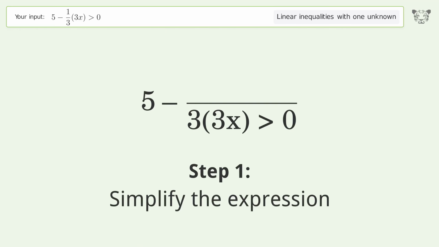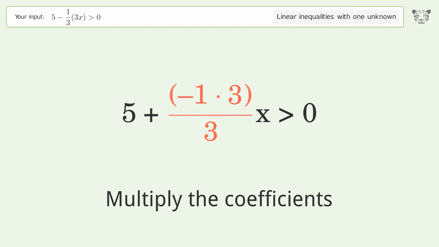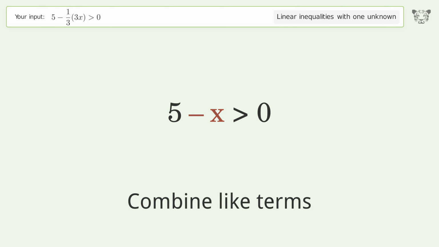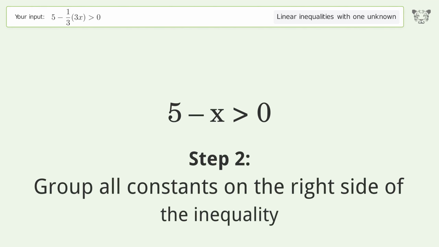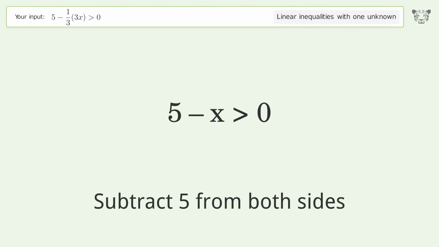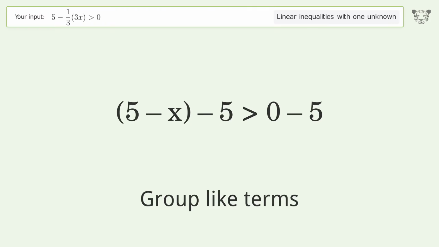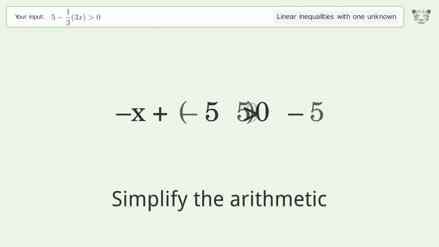Simplify the expression. Multiply the coefficients. Combine like terms. Group all constants on the right side of the inequality. Subtract 5 from both sides. Group like terms. Simplify the arithmetic.